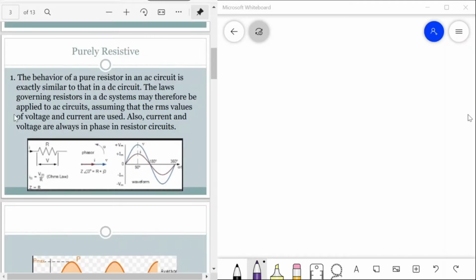Purely resistive. The behavior of a pure resistor in an AC circuit is exactly similar to that in a DC circuit. The laws governing resistors in a DC system may therefore be applied to AC circuits, assuming that the RMS values of voltage and current are used. Also, current and voltage are always in phase in resistor circuits.